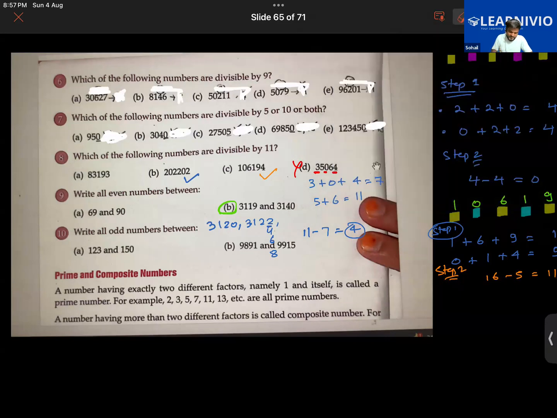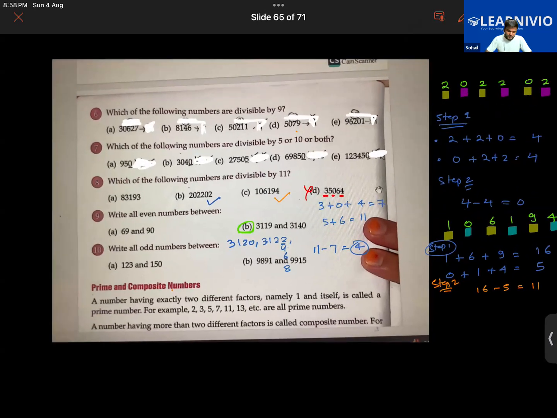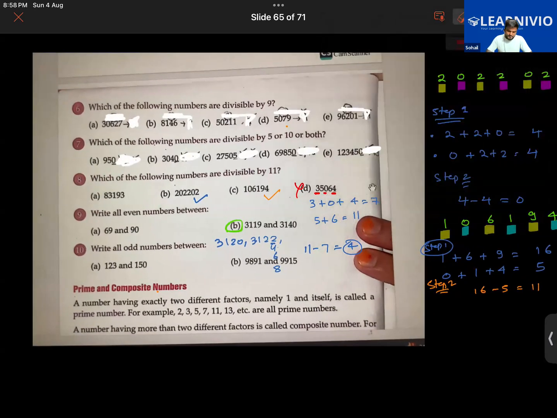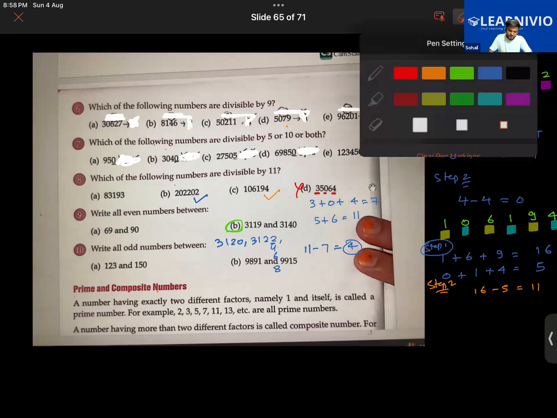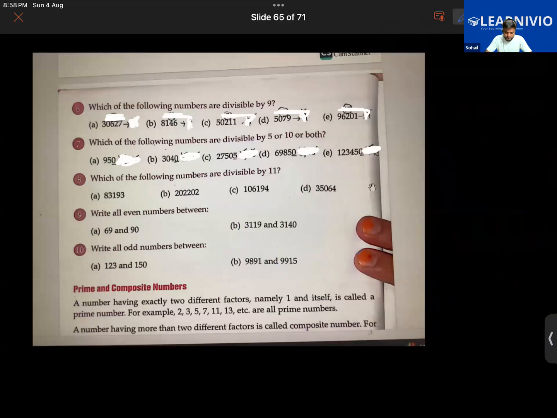And question number 11, will you be able to solve this? Which one? Question number 10, I mean to say, you have to write all odd numbers between the given numbers. Do one thing, solve one of them at least. Solve option number B. Solve question number B.